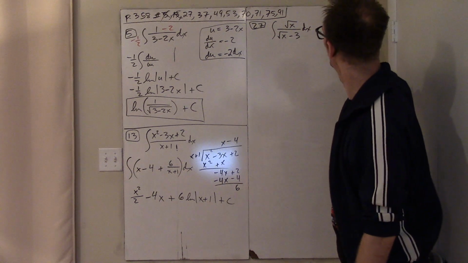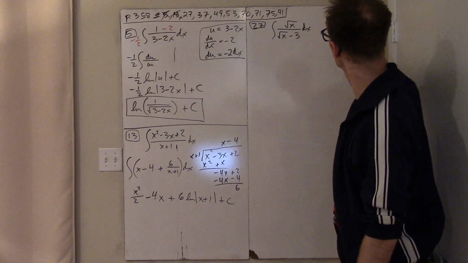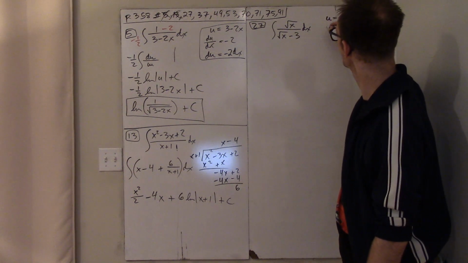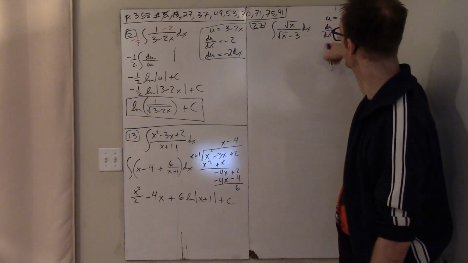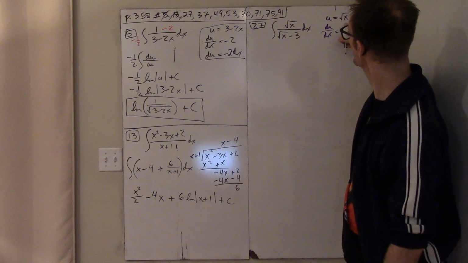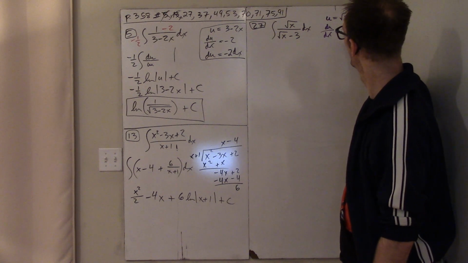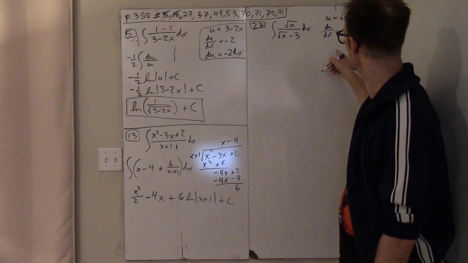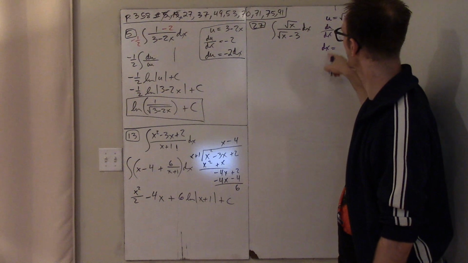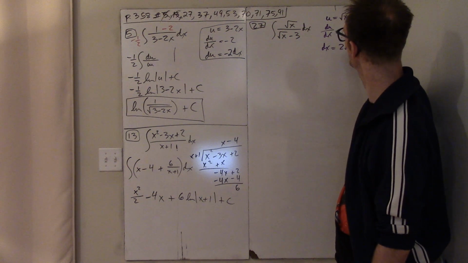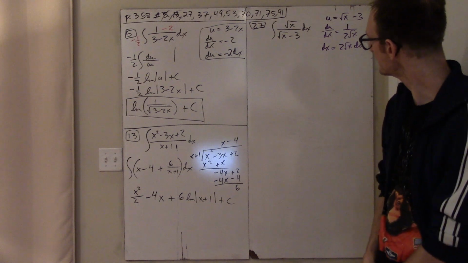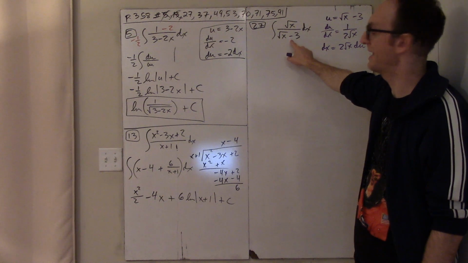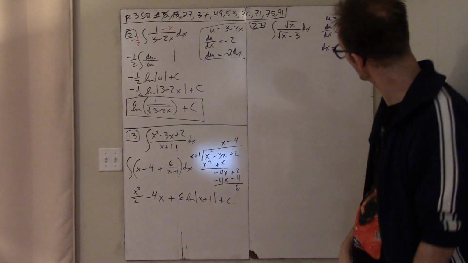So what am I going to do? Taking a hint from the book, I'm going to let u be root x minus 3. Is this a good idea? I don't know. Let's find out. What's du/dx? Well, the derivative of negative 3 is 0, and the derivative of root x is 1 over 2 root x. And so solving for dx, I get dx is 2 root x du. But now the real goal here is to rewrite this problem as an antidifferentiation problem with respect to u.